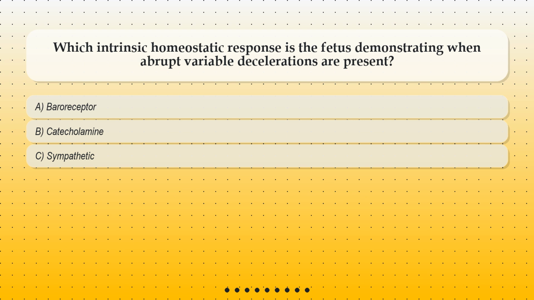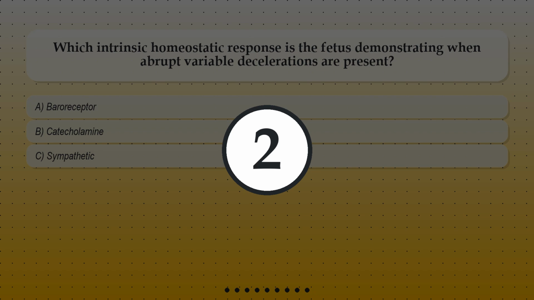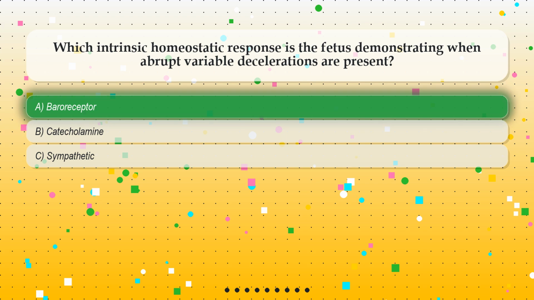Question 5. Which intrinsic homeostatic response is the fetus demonstrating when abrupt variable decelerations are present? Option A, baroreceptor. Option B, catecholamine. Option C, sympathetic. The correct answer is option A, baroreceptor.